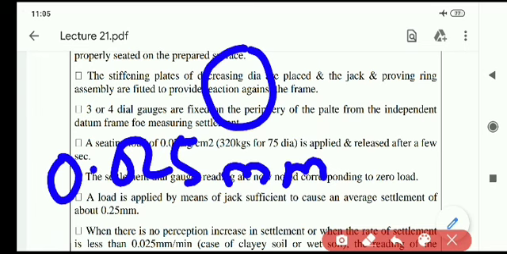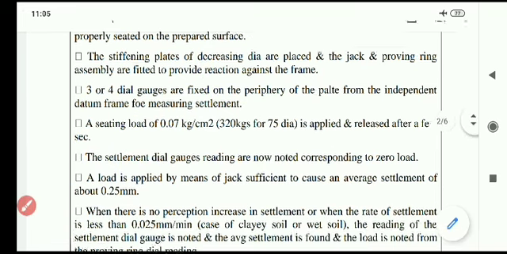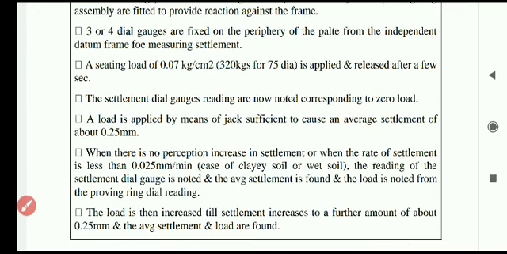So that particular load is noted down. Means the maximum settlement should be 0.25 mm, and this is noted down, and that particular load is known as the initial load. The load is then increased till settlement increases by a further amount of about 0.25 mm. The average settlement and load are found.